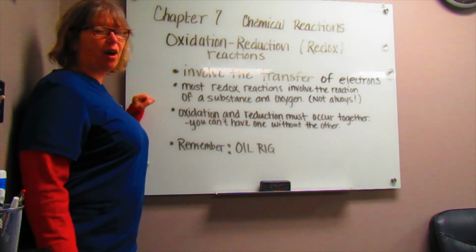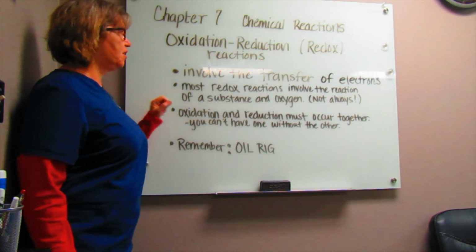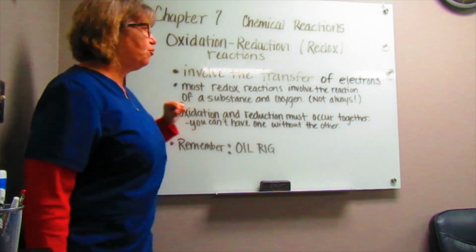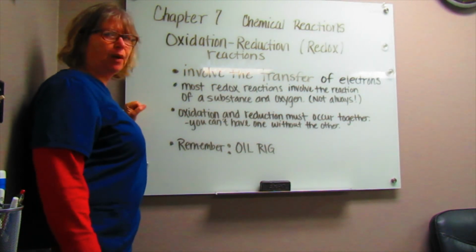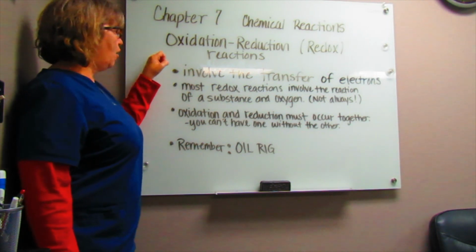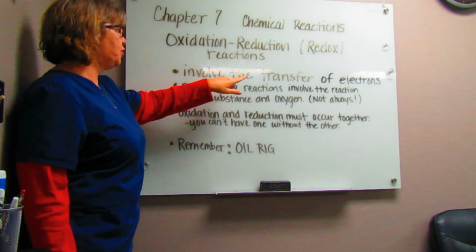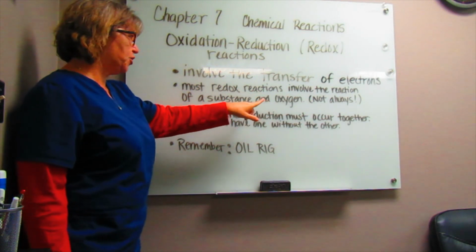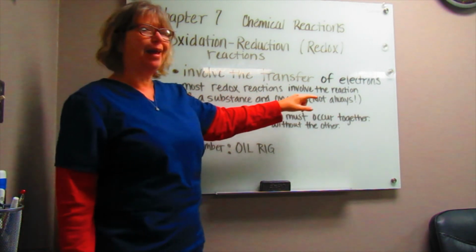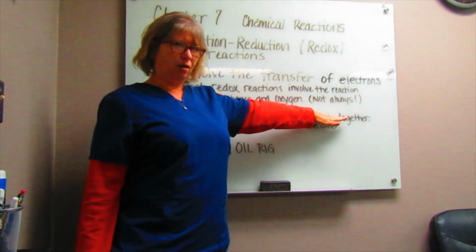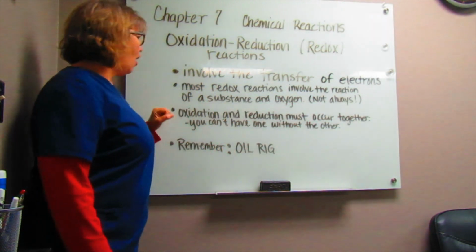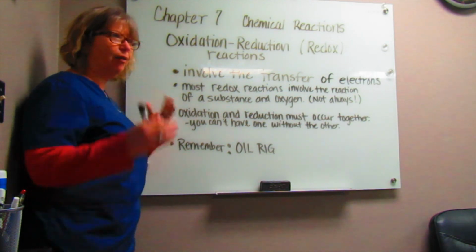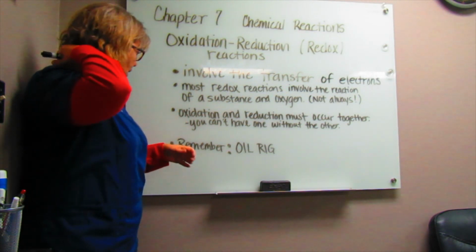Okay guys, so we have oxidation reduction reactions. They're also known as redox reactions. This is noteworthy information, so you might want to jot this down. Redox reactions involve the transfer of electrons. Most redox reactions involve the reaction of a substance and oxygen. This is not always the case. Oxidation and reduction must happen together. You can't have one without the other, okay?